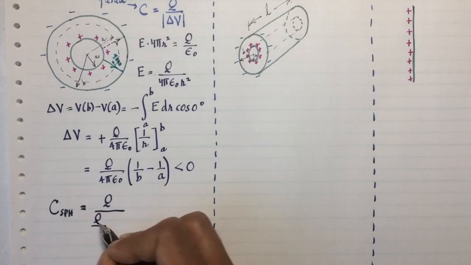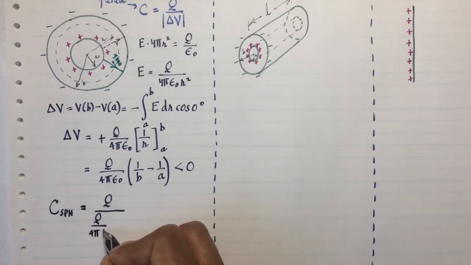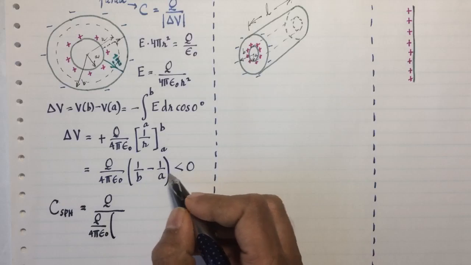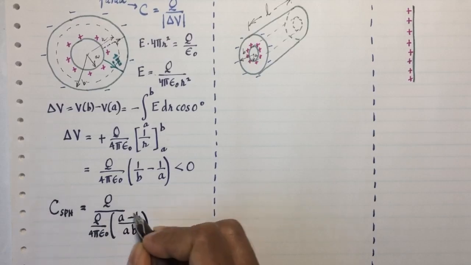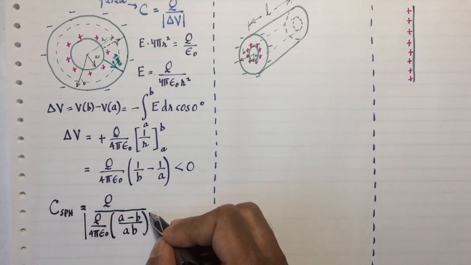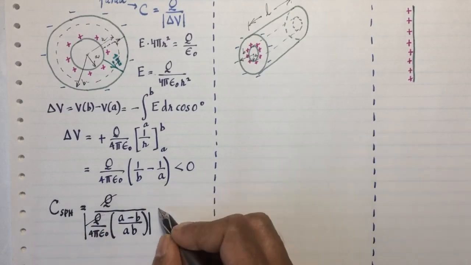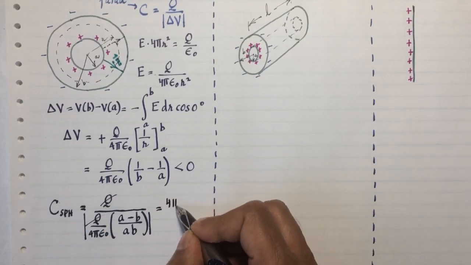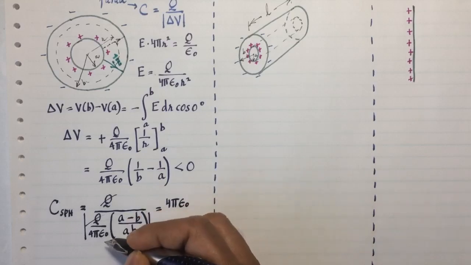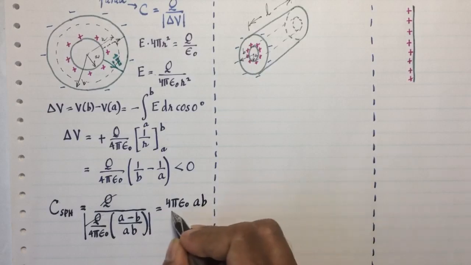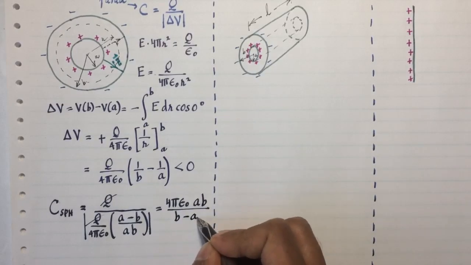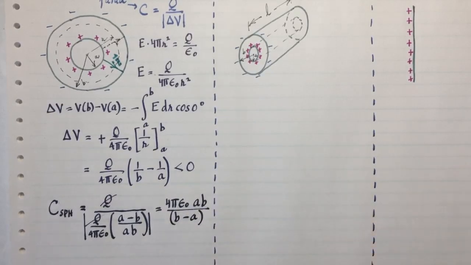So that's Q over 4 pi epsilon naught times (1 over B minus 1 over A). I'm going to write that as (A minus B) divided by AB by taking the common denominator, and I have an absolute value sign. The Q's cancel out, and so I get 4 pi epsilon naught, because this is in the denominator of the denominator, so it goes to the numerator, times AB divided by B minus A. You observe that I have interchanged B and A to make this quantity guaranteed to be positive.